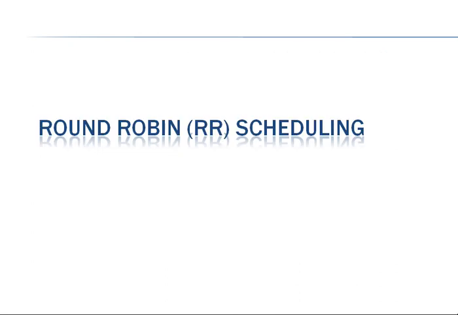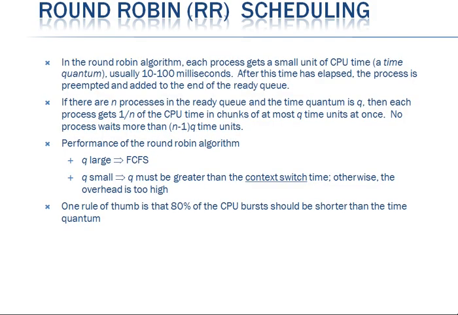The next algorithm is round robin scheduling. In round robin scheduling, each process gets a small unit of CPU time. This small unit of CPU time that we allocate to each of the processes turn-wise is called a time quantum. Usually the time quantum is 10 to 100 milliseconds. After this time has elapsed, the process is preempted and added to the end of the ready queue.